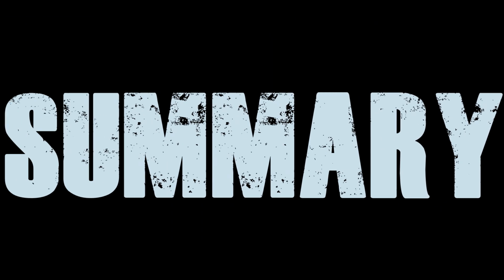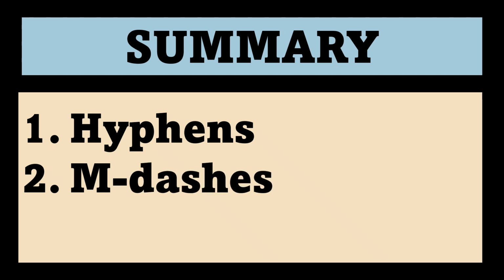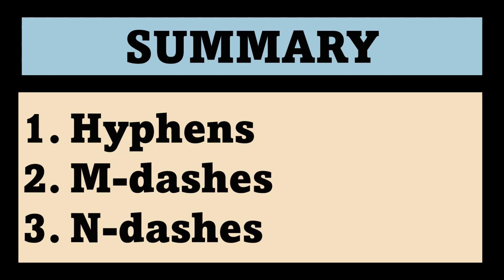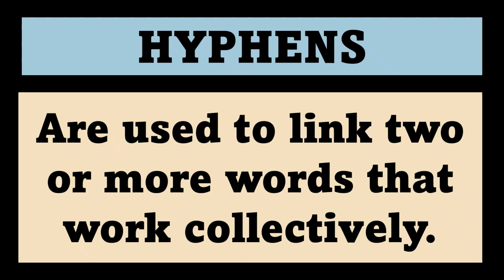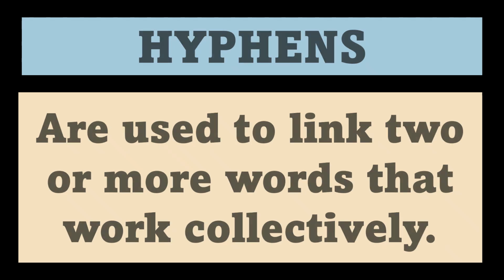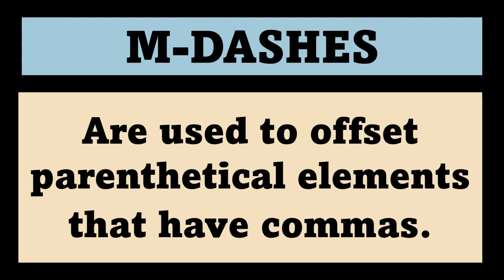Now I think we are ready for a quick summary. First and foremost, we want to understand that there are three things to consider: the hyphens, the M as in Mary dashes, and the N as in Nancy dashes. Hyphens are used to link two or more words that work collectively to describe something or that work collectively to become a compound noun. M dashes are used to offset parenthetical elements that have commas within them. They are complex items, and therefore, because they have commas inside them, we can't simply open and close that element with a comma. Otherwise, the multiplicity of commas would create confusion.